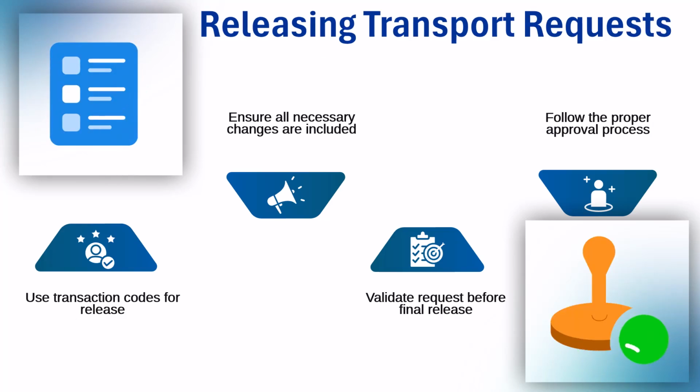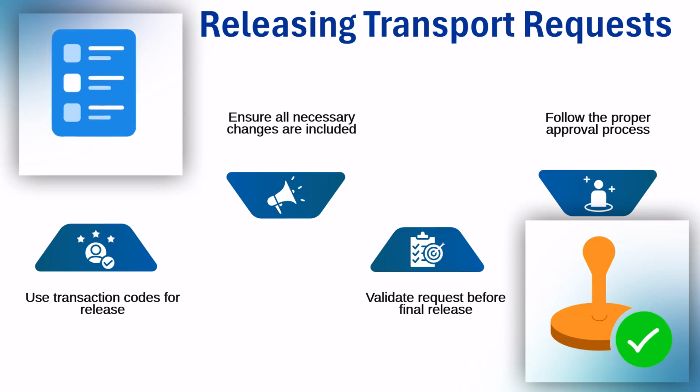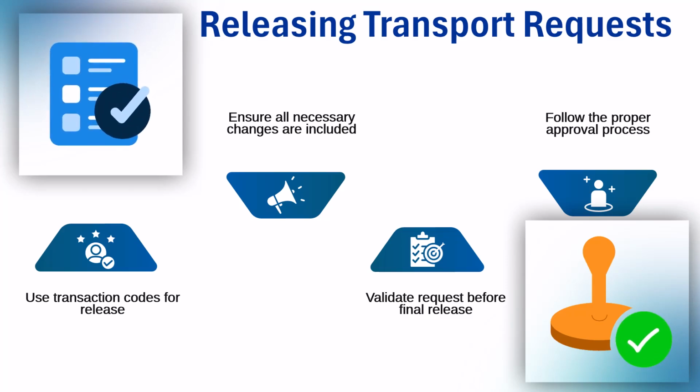All right, folks, let's talk about releasing transport requests. First, ensure you've packed everything. Missing changes are like forgetting your passport before a trip. Then, follow the approval process, because rogue requests are never fun. Use the right transaction codes. Think of them as your boarding pass. Finally, always validate before the big release. A little double-checking now saves a lot of debugging later.